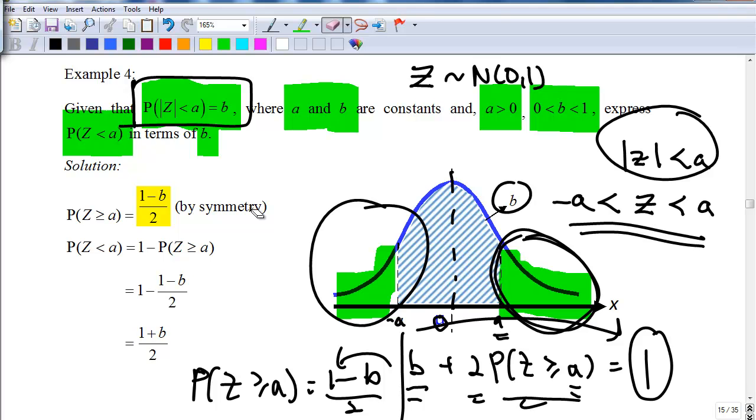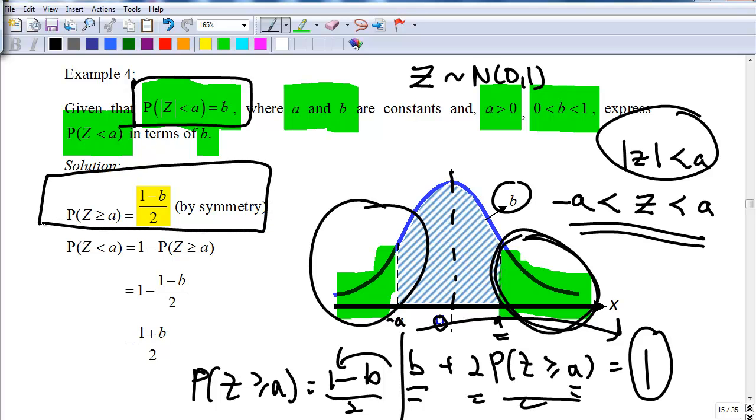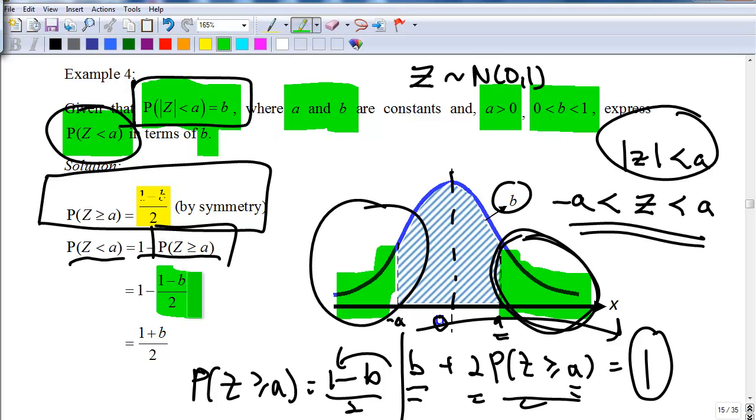There you go. So once you have found probability z bigger than or equal to a, I can now find probability z less than a, because this is just the complement. So probability z less than a is 1 minus probability z bigger than or equal to a, and this number here I have just found, and then I can replace it, and then I can add the two together to get this. 1 plus b divided by 2. Done. So you can see, drawing a nice diagram can really help you to get your answers very quickly.